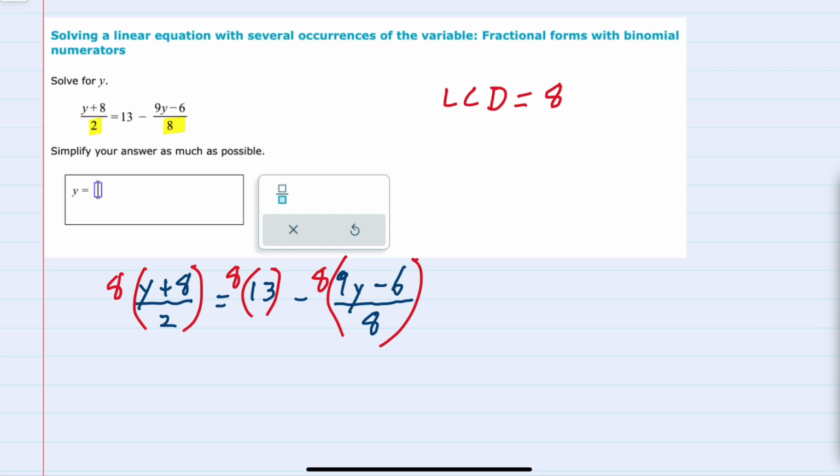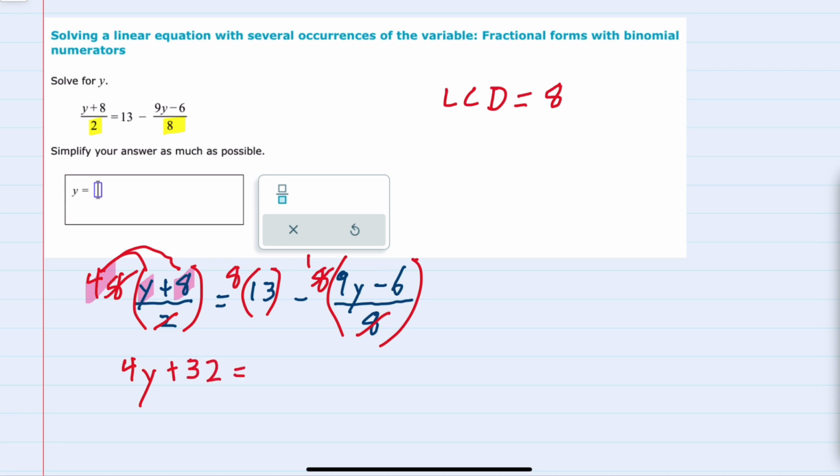And from here, I can see that this 2 will go into 8 4 times, and this 8 will go into 8 once. And I can now simplify. The 4 needs to be multiplied by every term inside the parentheses. So 4 times y would be a 4y. 4 times 8 would be a plus 32.